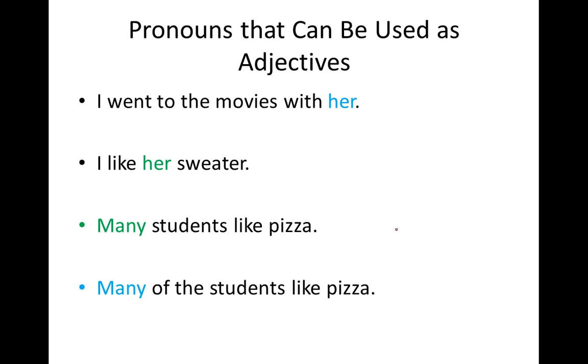Let's look at some examples. I went to the movies with her. In this sentence, her is standing alone. It does not describe anything. So, in this sentence, her is a pronoun.